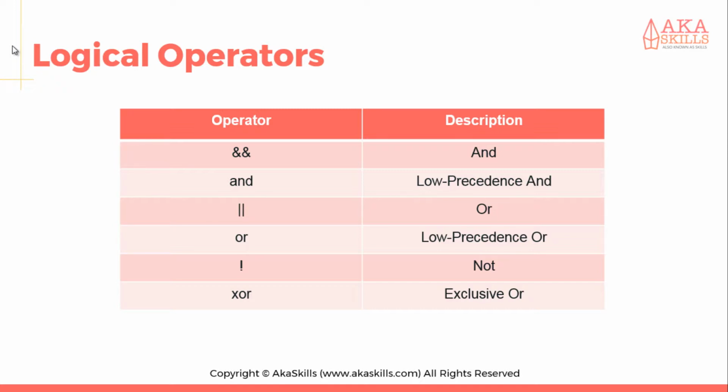I'll move over to the OR. You notice they are also of two types. One has higher precedence than the other. Now, what this OR simply does is it tells the computer that, okay, you have decisions to make. You are given these conditions. So far, one of the condition is true, then you can return true.